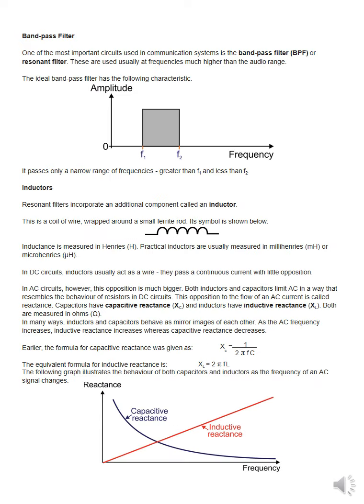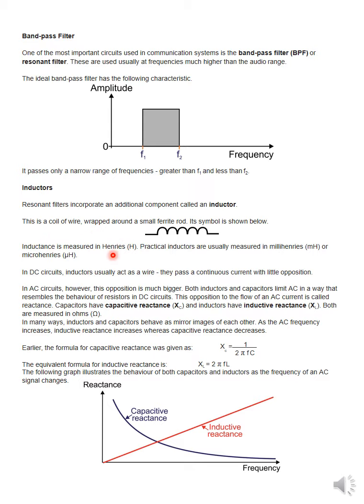Now, the band pass filter. One of the most important circuits used in communication systems is the band pass filter, or resonant filter. These are usually at frequencies much higher than the audio range. So it has a lower limit of frequency and an upper limit. The ideal band pass filter has the following characteristics, and a resonant filter operates with an additional component called an inductor. This is a coil of wire.